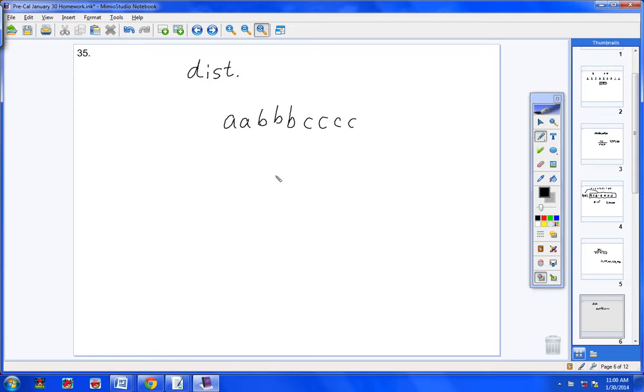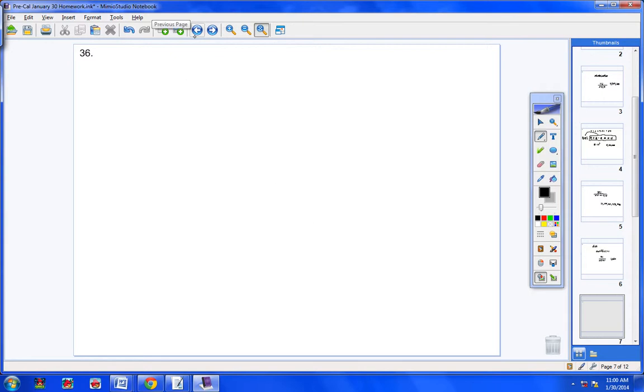So I have a total of 9 options to choose from. I have 2 that are repeats, 3 that are repeats, and 4 that are repeats. So how many different ways can I arrange these letters so that the arrangements are distinguishable? Well, the answer would be 1,260 if you type this in correctly. Okay, moving on to number 36.